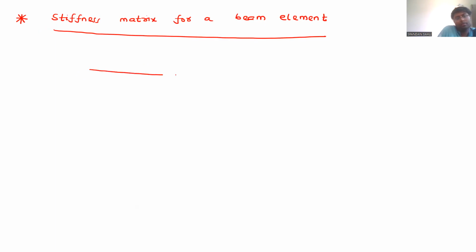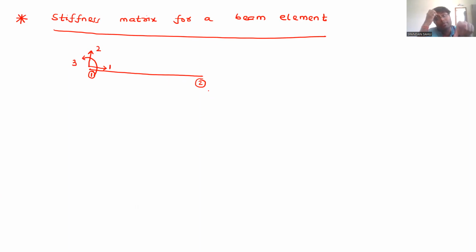So there is a beam element like this, and they have given this is node 1, this is node 2. At node 1, this is your first coordinate, this is your second coordinate, and this way is your third coordinate.